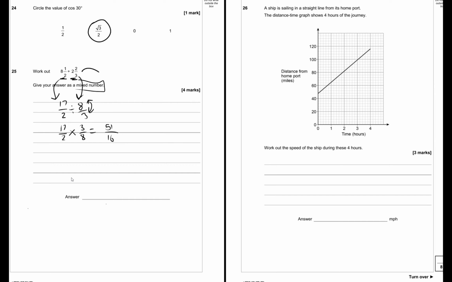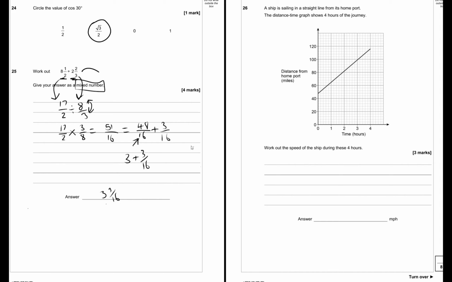It just says it wants it as a mixed number. So we can split this up into 48 over 16 plus 3 over 16. Then this one simplifies to 3 plus 3 over 16. And that's our answer. We are done. 3 3/16.